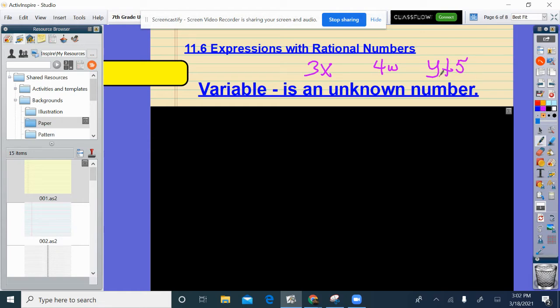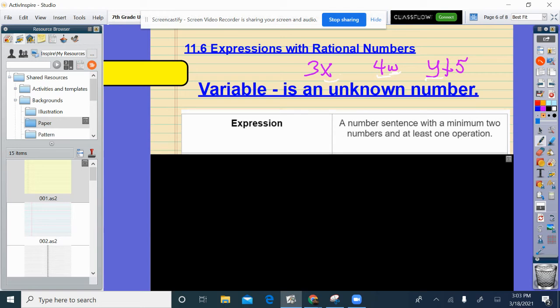They are considered numbers, but we don't know what they are yet. So we use these symbols as a place to say, hey, there's a number there, we just don't know what it is. And again, an expression is a number sentence with 2 numbers and at least one operation. So let's take a look at some of those now.